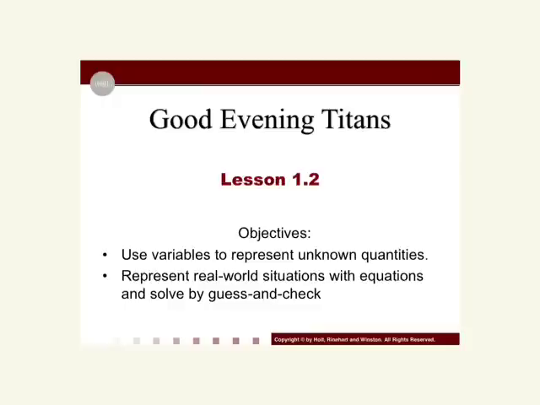And we'll be talking about lesson 1.2 tonight, titled Variables, Expressions, and Equations. The objectives tonight will be to use variables to represent unknown quantities and to represent real-world situations with equations and solve by guess and check.